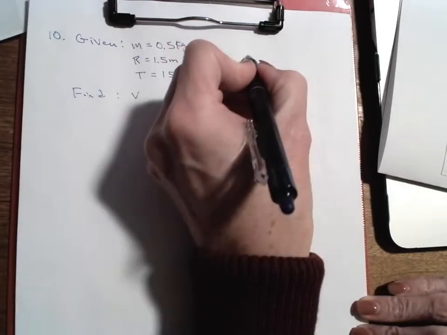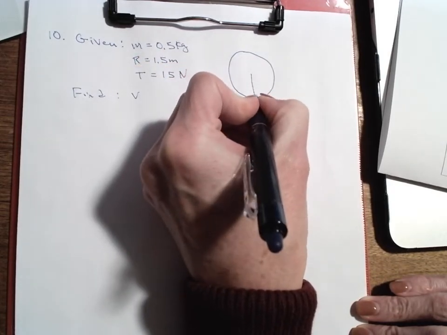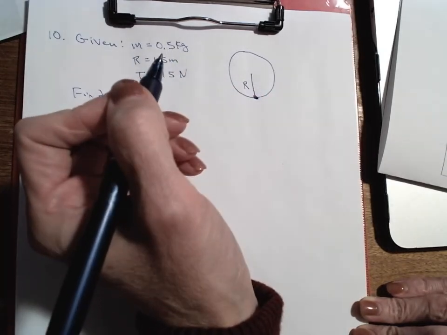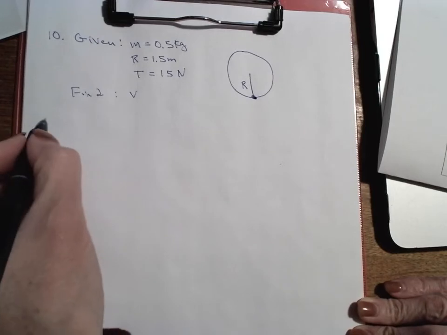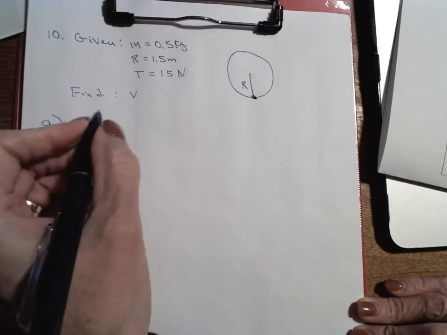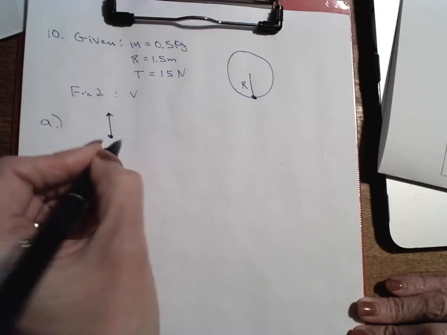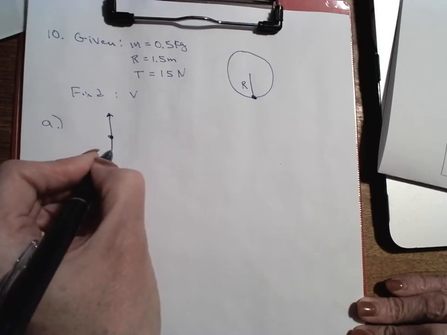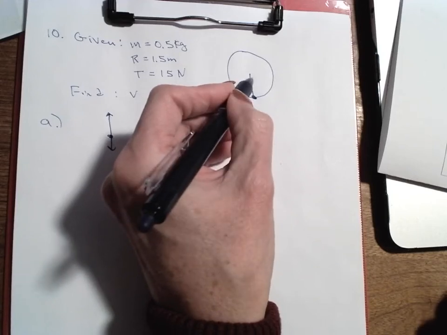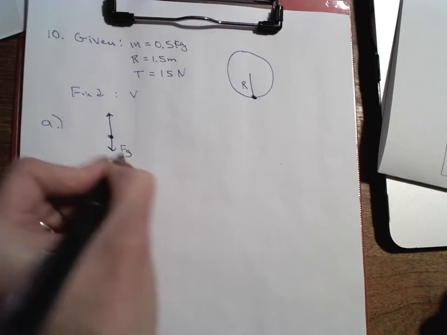So we'll draw our picture. And this is our radius, and our ball is right there at the bottom. And we'll first do our free body diagram. So A, the free body diagram is tension and the force of gravity. And notice, because the ball is moving in a circle, that there's a net force towards the center of the circle. So therefore our tension needs to be bigger than our force of gravity.